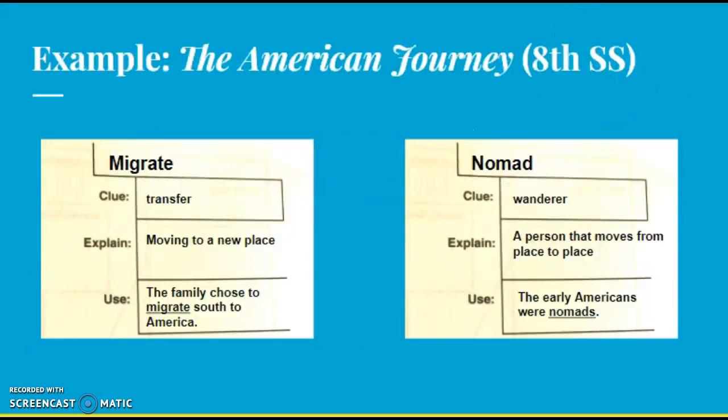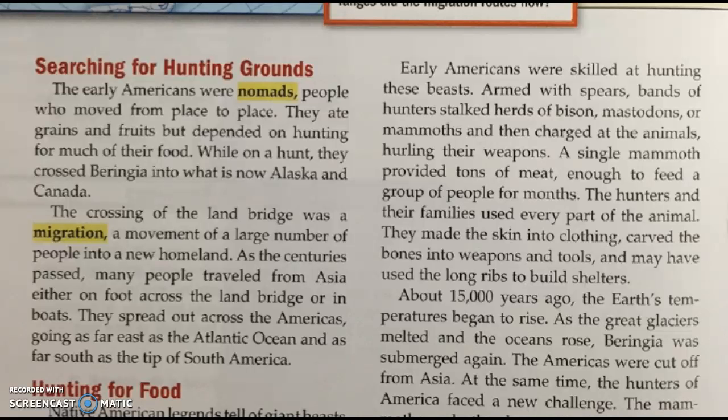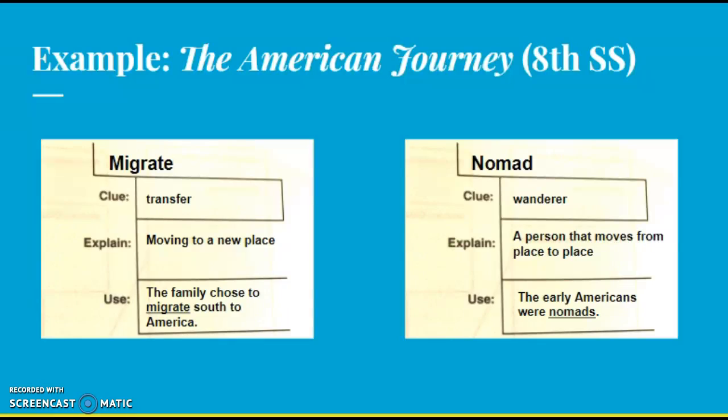Okay, so let's look at the little example. So like I said, I used this from the American Journey. And so this is the section that I used talking about nomads and migration and the early Americans, because it's 8th grade history. So I chose the 2 vocab words, which I wouldn't necessarily choose all the vocab words, but I thought these were appropriate.